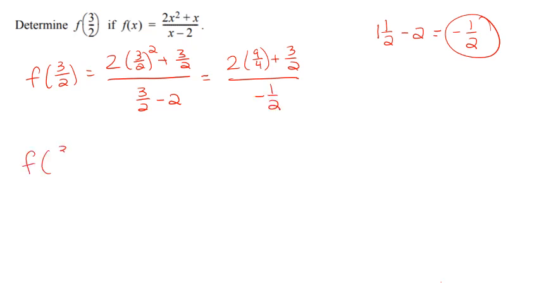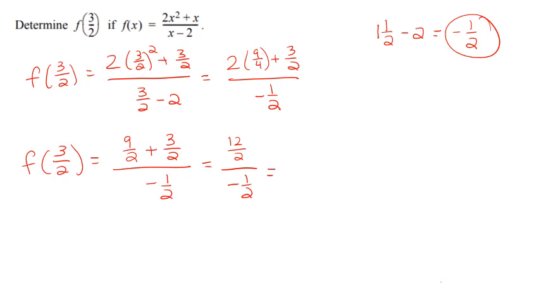Okay, I'm going to continue on. And then 2 times 9/4 is 9 over 2, which is great because the denominators are the same, so we kind of got lucky with that. And then this will be 12 over 2 divided by negative 1/2. 12 over 2 is 6. So 6 divided by negative 1/2. Excuse me. Keep change. And then nothing simplifies, so it's just negative 12.